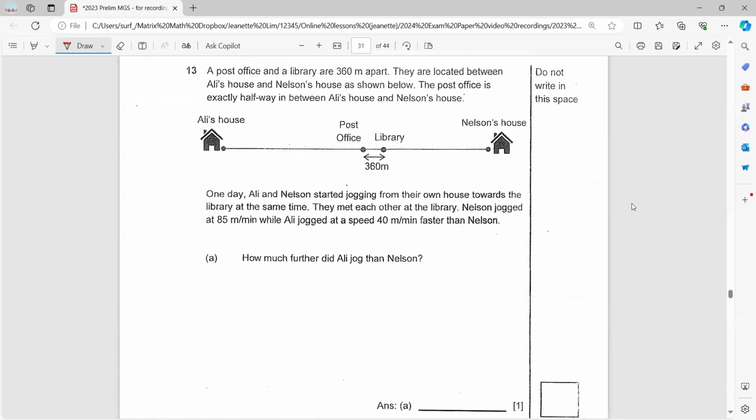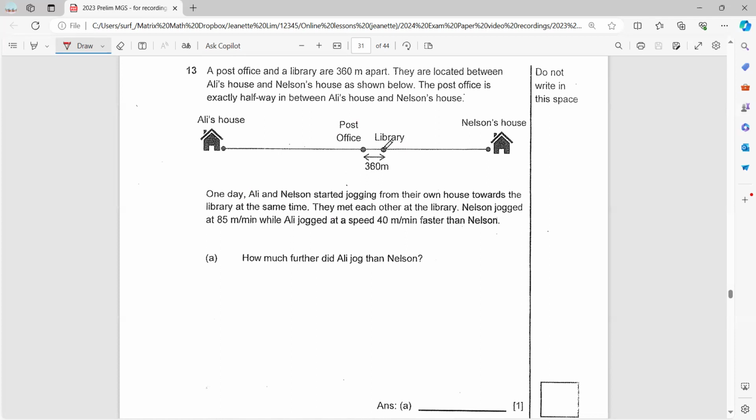Question 13. A post office and a library are 300 meters apart. They are located between Ali's house and Nelson's house as shown below. The post office is exactly halfway in between Ali's house and Nelson's house. Here, this is the halfway mark. So one day, Ali and Nelson started jogging from their own house towards the library at the same time. The library is off-centered, towards the right.